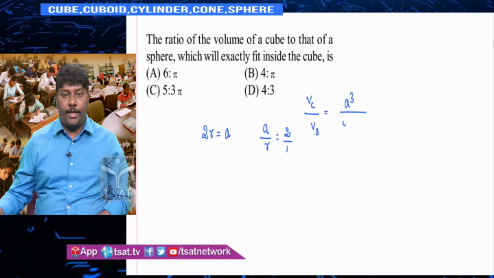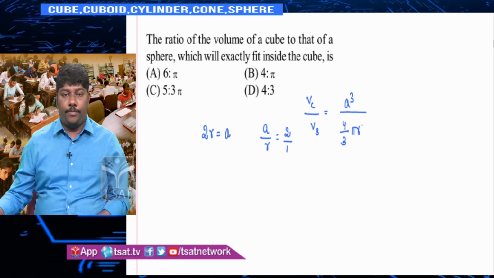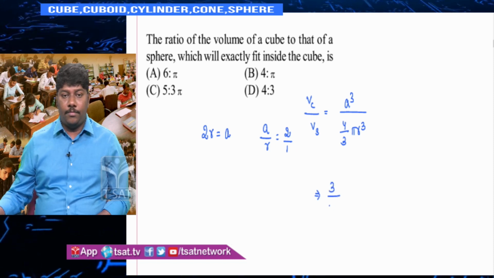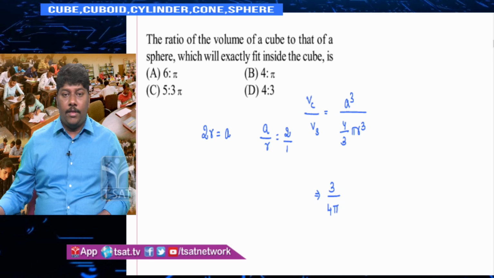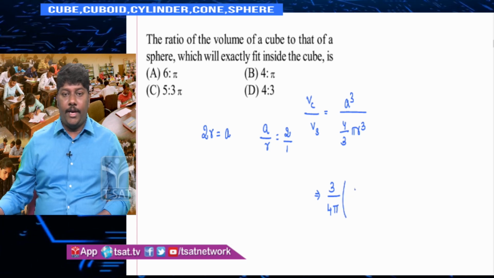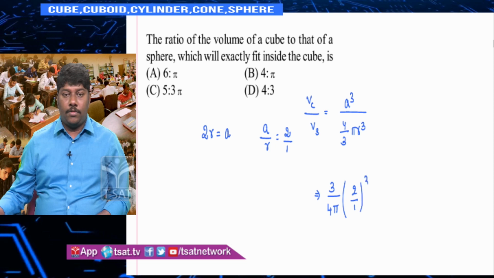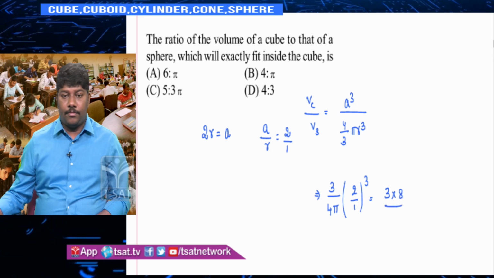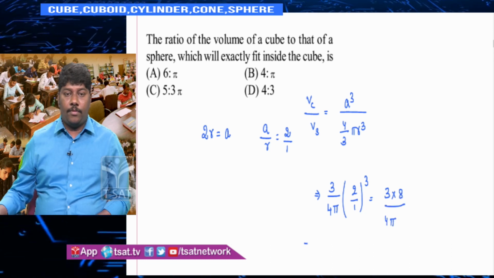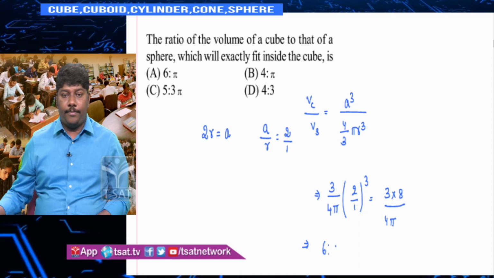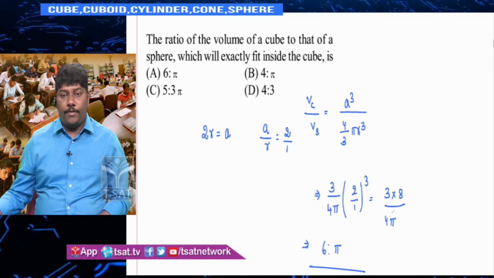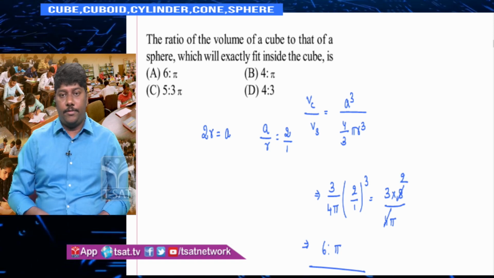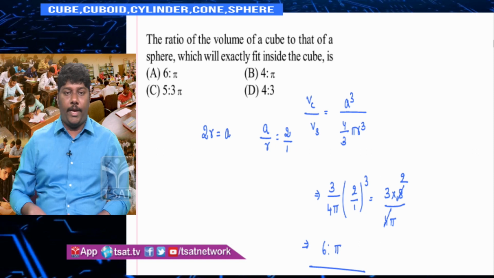Therefore, volume of a cube is A cube. Sphere volume is 4 by 3 pi R cube. The 4 by 3 goes up, then it becomes 3 by 4 pi. You will get A by R whole cube. A by R is 2 by 1, whole cube. 3 into 8. The answer is 6 by pi. So here 4 ones are, 4 twos are. So numerator is 3 into 2, 6. Denominator is pi. So 6 by pi.